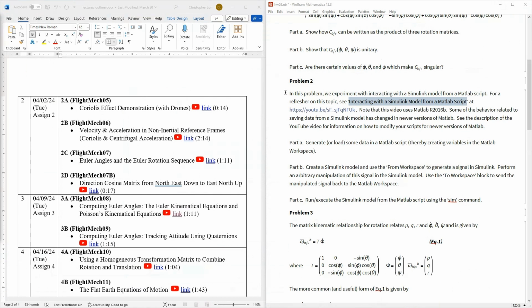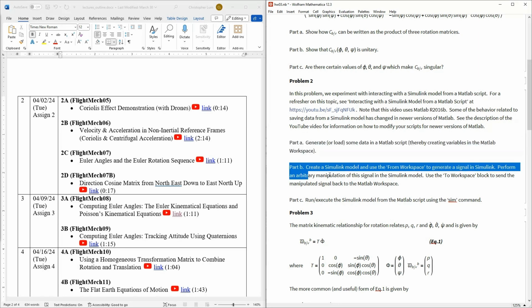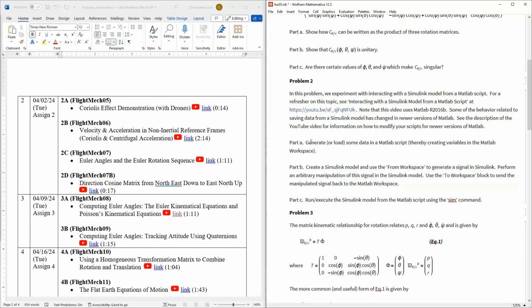This problem is really a kind of a choose your own adventure. All I want you to do is generate some fictitious data in MATLAB and then send it over to Simulink, do some manipulation of it in Simulink, and then send it back to MATLAB. So again, I'll let you read through this. This is not going to be really graded to or looked at too hard in the grading process.